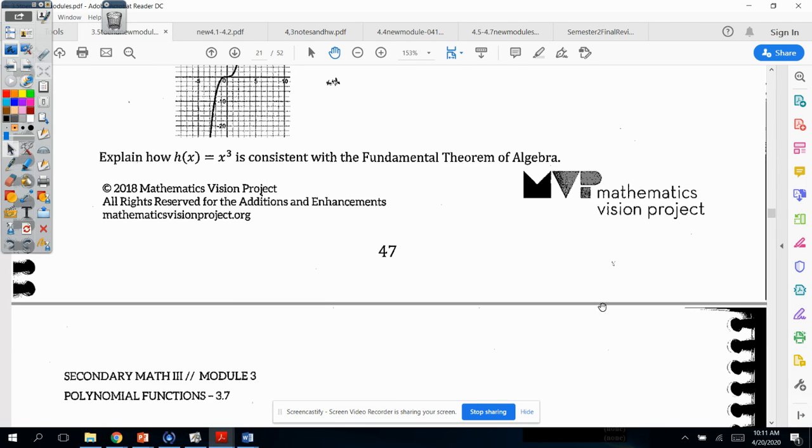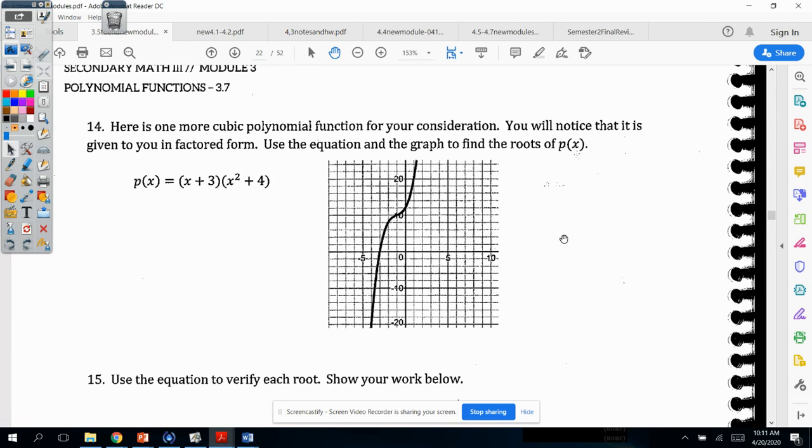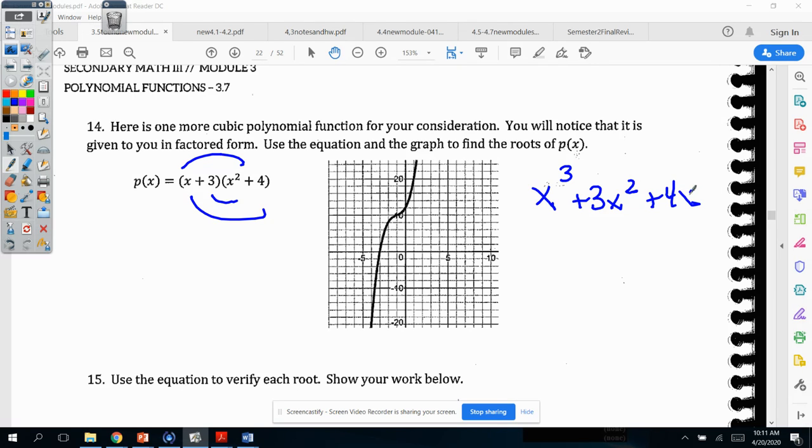So then they give us one like this. And this time they did not write it in standard form, which I find interesting because they want us to do it, I guess. So I could tell you what it is in standard form. I could go ahead and double distribute this if you want to know, because now I kind of do. X to the third plus 3x squared plus 4x plus 12.